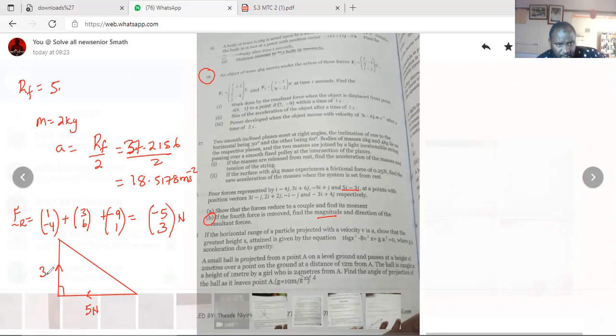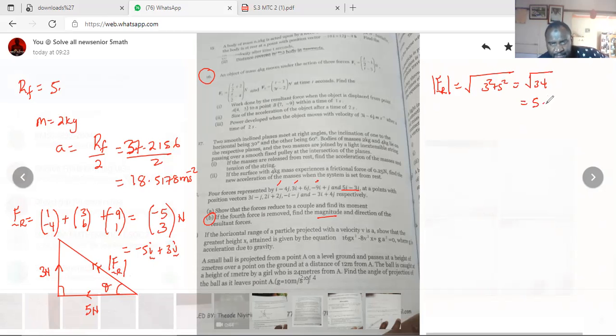To get the resultant force, you just add the forces. You just add them. If you want to just add the i's, i plus 3i minus 9i, it is the same as saying negative 5i plus 3 what? j. Then the resultant force is also going to be here, which is the magnitude of the forces. And then you also get its direction. Therefore, the magnitude of the forces in vector form, their resultant will become square root of 3 squared plus 5 squared, which is root of 34. And this answer is 5 point what?